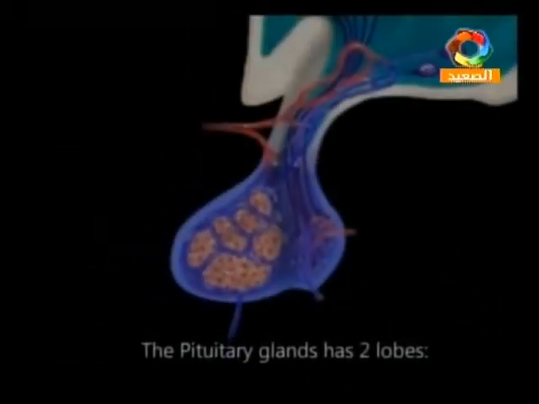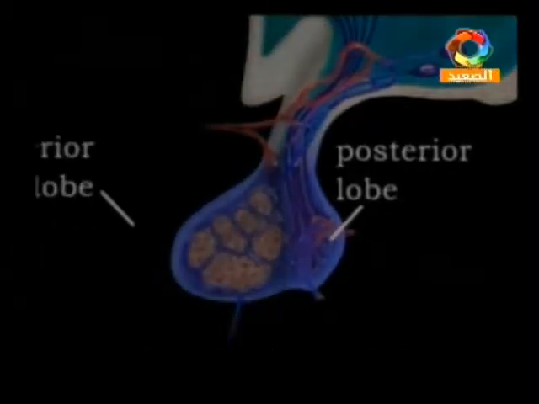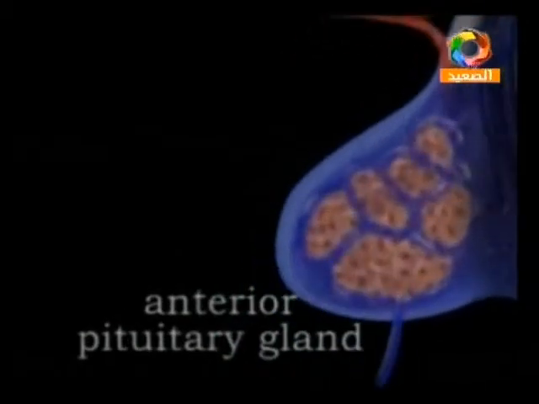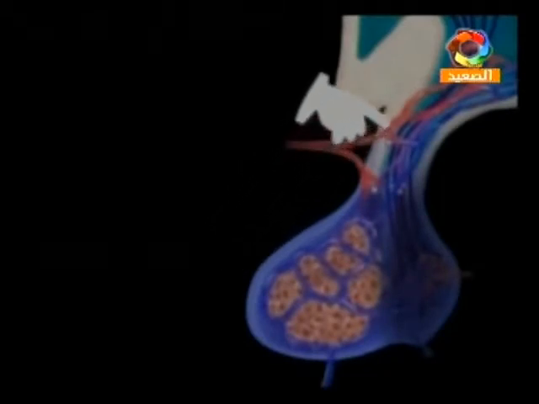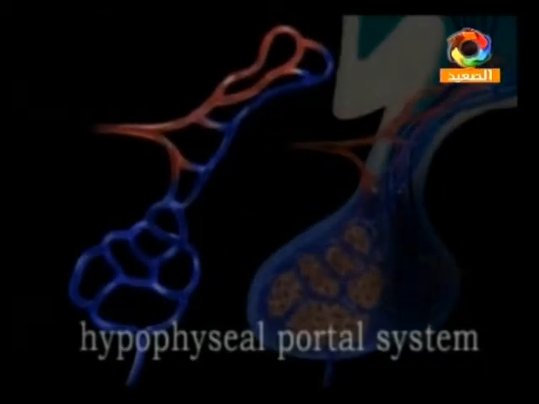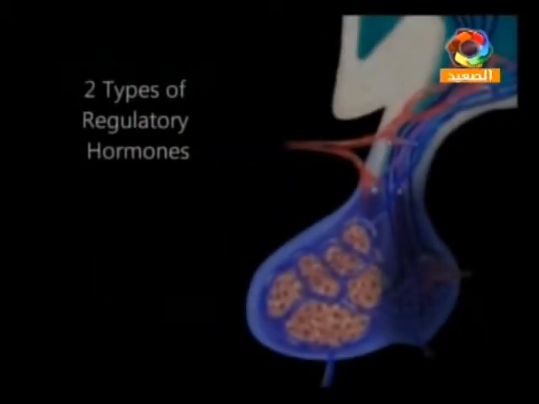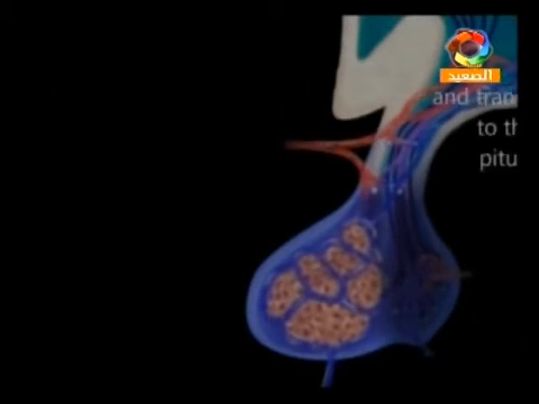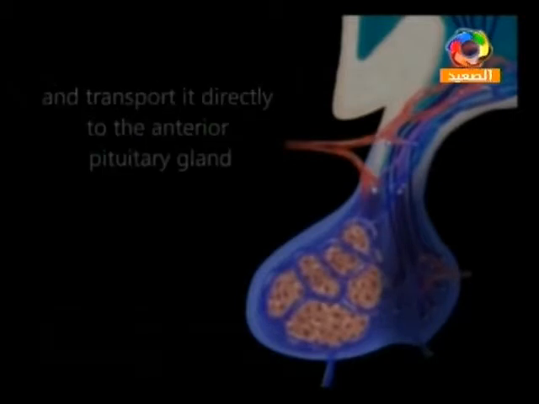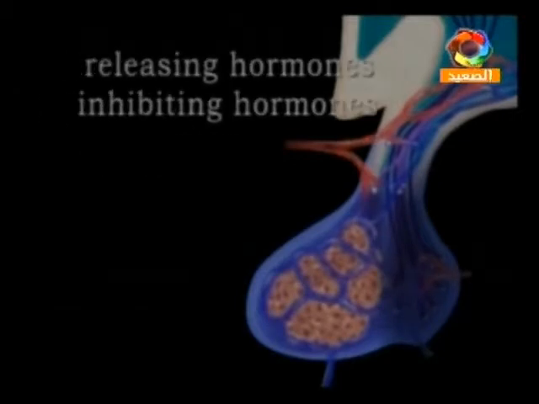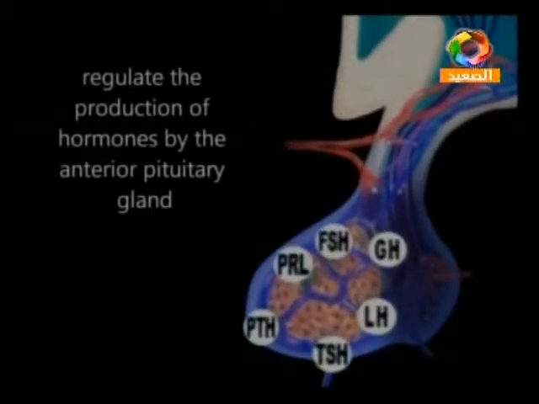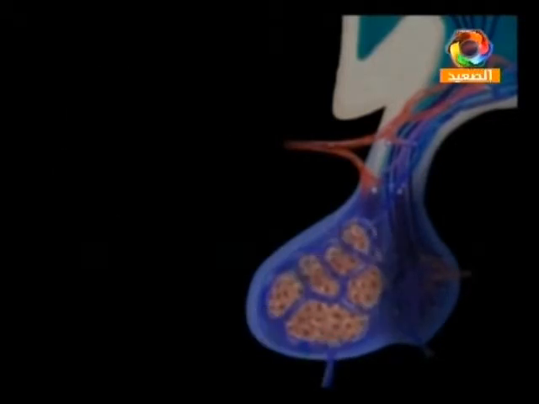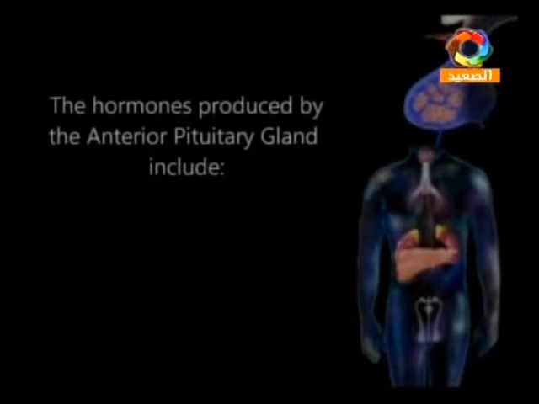The pituitary gland has two lobes or two parts, the posterior lobe and the anterior lobe. Anterior lobe means the front part of the pituitary gland, which is fed by the portal system that supports all activities of our body through the hormones secreted by this gland. After that we have releasing hormones and inhibiting hormones secreted by the pituitary gland.